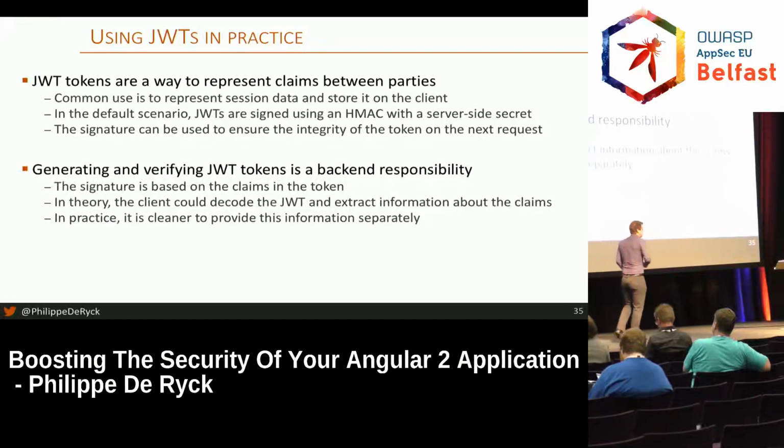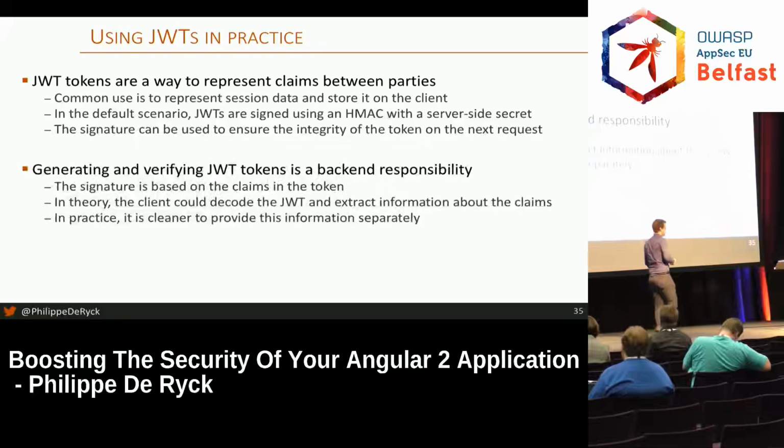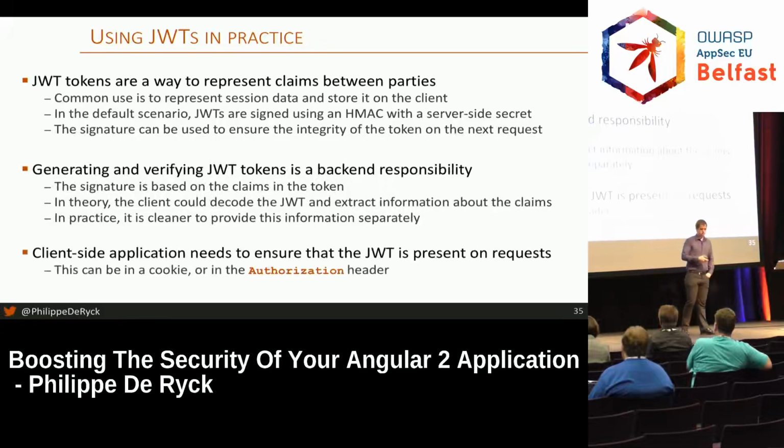Also, a lot of client applications depend on the information present in the JWT token. So they start decoding this JWT token on the client and extracting information out of that. I don't really recommend that, because this makes your application dependent on the format of the token that the server actually uses. So if you need this information, just send it in a separate channel, send it as a JSON response, whatever. So it's a lot cleaner to do it that way.